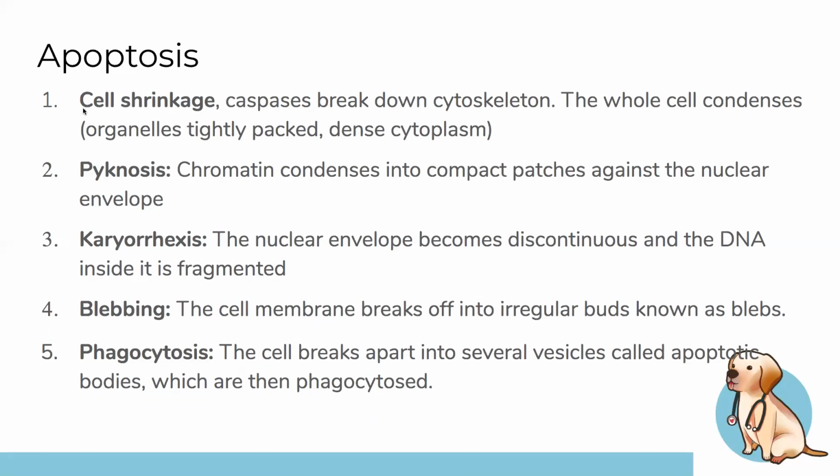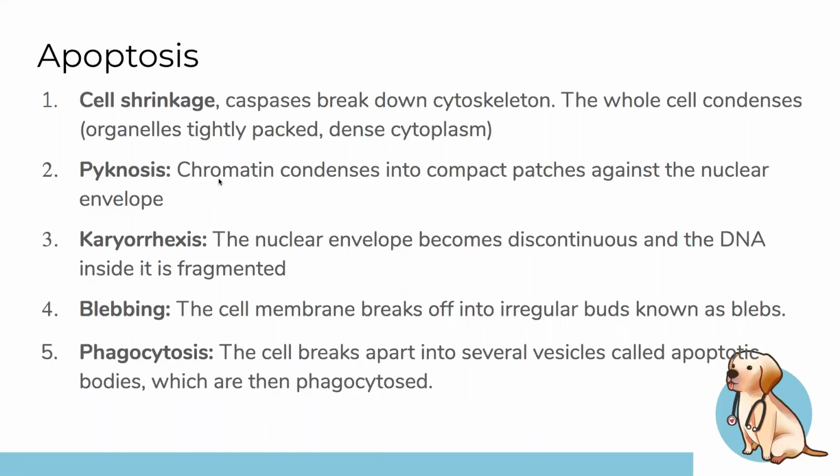Okay. So apoptosis. These are the steps. They're really weird names, but mostly remember pyknosis. So the first stage is it shrinks. Because it wants to, it ends up just disintegrating. So the first one is it really shrinks, it condenses. Pyknosis is when chromatin condenses really intensely against the nuclear envelope. Karyorrhexis is when the nuclear envelope basically disappears and the DNA gets scattered.